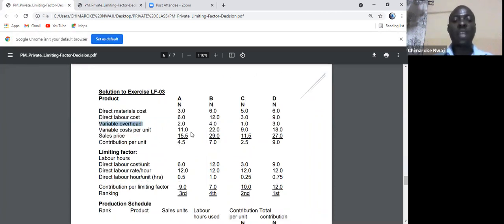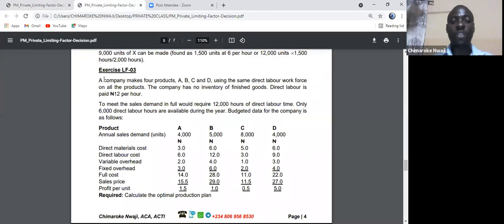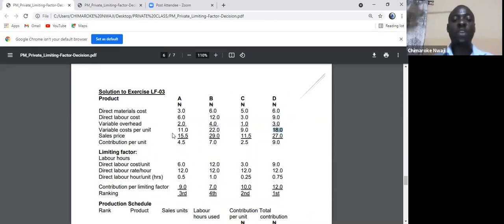So when you add them together, like for product A, you have total variable cost of 11 naira. For product B, you have 22 naira. For C, you have 9. For D, you have 18. Now, bring the sales price, which was given to us here. You put them as denominator, and you know what to do to get your contribution per unit. Simply say sales price minus your variable costs. So your 15.5 in A minus your 11 will give you your 4.5.